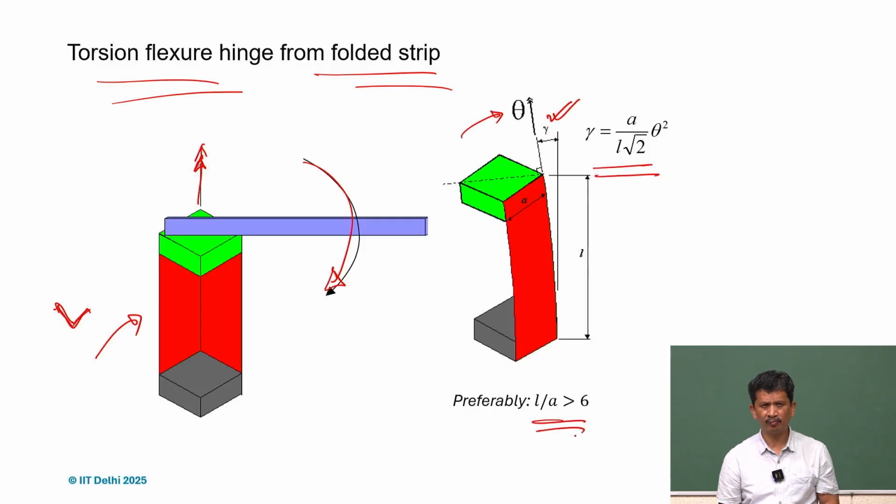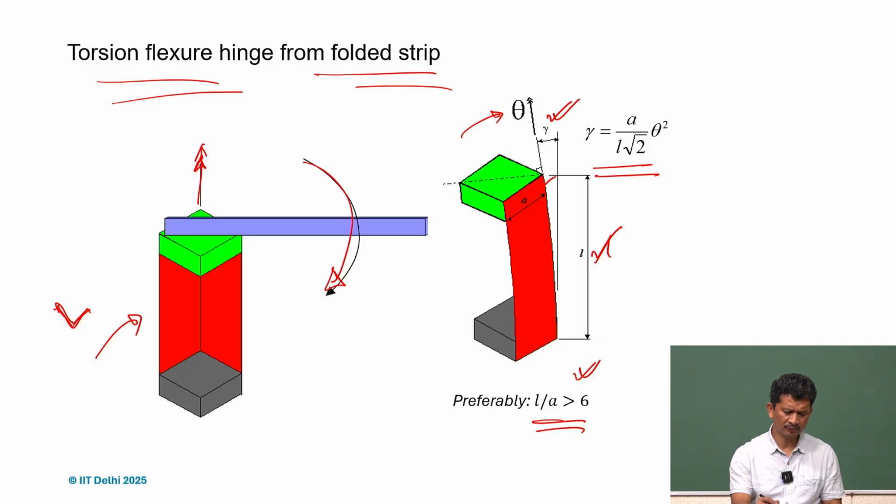That's why it's very important to have this L by A ratio, length versus this A, the width of the section, and preferably it has to be more than 6. Otherwise we cannot have a large theta, as well as there will be a tilting. So if you want to avoid that kind of thing happening, then we have to keep this length higher. So L by A greater than 6.